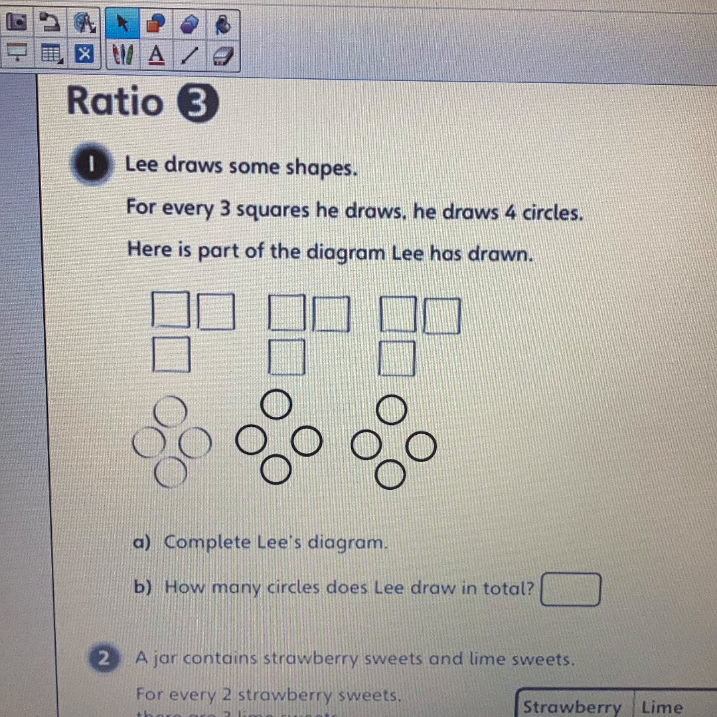Answer time then. Well, for every 3 squares, Lee is drawing 4 circles. So for the first 3, he's already drawn 4. For the next 3, he needs to draw 4 more. And for the last 3, he needs to draw 4 more. So that's what your diagram should look like. How many circles has he drawn? Well, he's drawn 4, 8, 12. 12 circles.